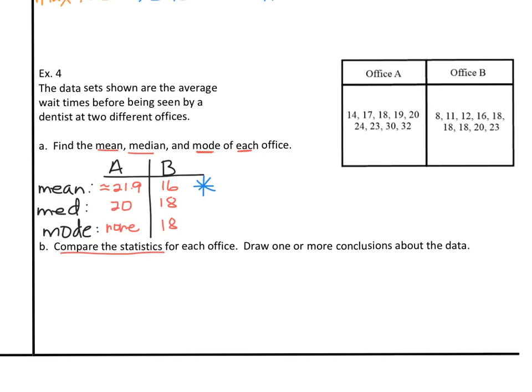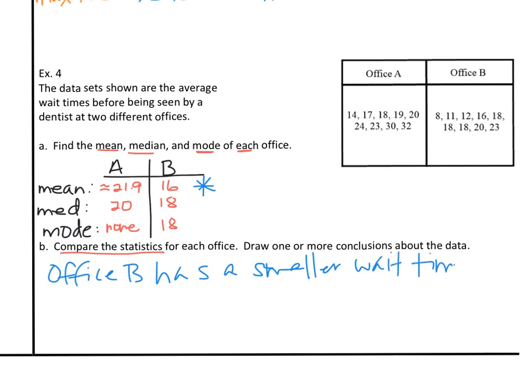So I think it's safe to assume that office B has a smaller wait time. That's something you could say about that data. If you had other ideas, you're welcome to say that too. Notice office A has a higher maximum than office B. That might be something you could say. Or office B definitely offered the shortest wait time. So there are lots of ways that you can draw conclusions about this data.